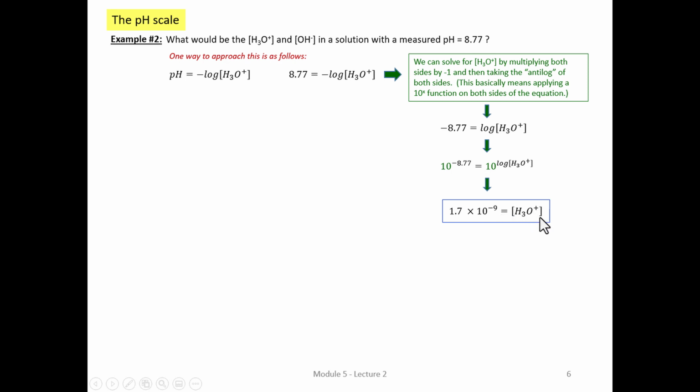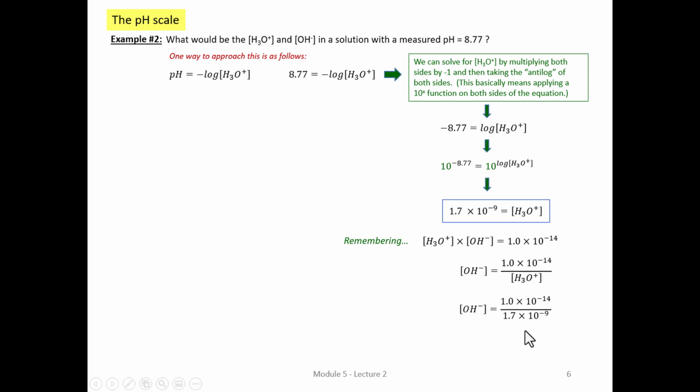Now we can remember that the hydronium ion concentration times a hydroxide is always equal to 1 times 10 to the minus 14. So we'll solve for the hydroxide ion concentration using the hydronium ion concentration that we got from the pH. And we get a hydroxide ion concentration of 5.9 times 10 to the minus 6 molar.